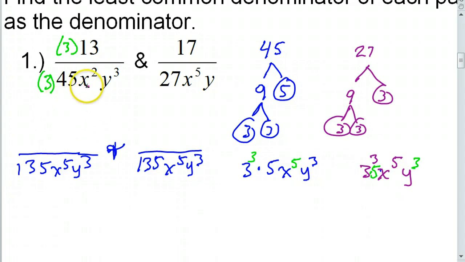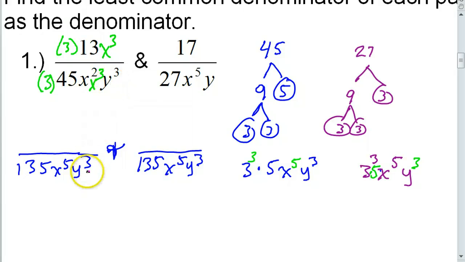Now let's think about the variables. I had x squared, and it became x to the 5th power. So obviously, what did I just multiply by? I must have just multiplied by x to the 3rd power to make it become x to the 5th power. So I'm going to have to multiply by x to the 3rd power in the top as well.